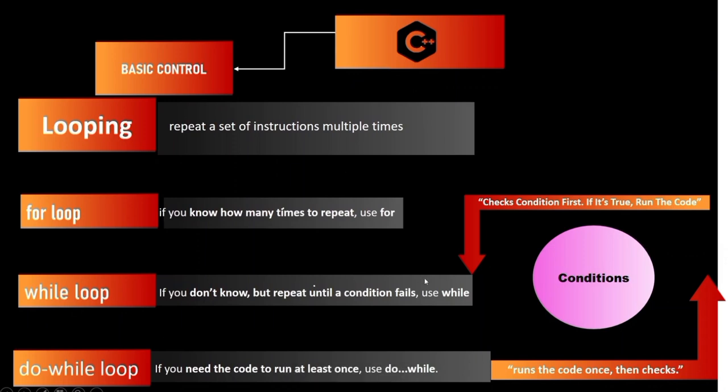Now I want to place emphasis on the difference between the while loop and the do while loop. The while loop checks the condition first. If it is true, then it runs the code. Whereas the do while loop runs the code at least once before checking the condition. So this is the condition we are talking about. Then let's proceed.